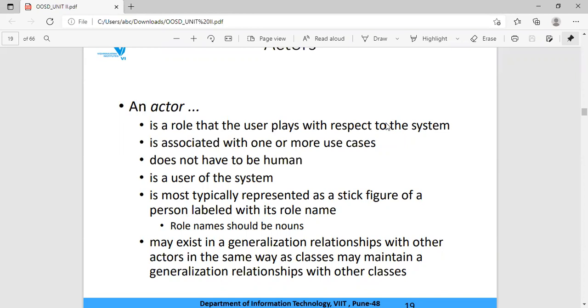It is typically represented as a stick figure of a person labeled with the role of that actor. The role name should be a noun. So if I want to represent the actor, it should be drawn as a stick figure, and the role should be defined with a label. It may exist in a generalization relationship with other actors also. In the same way, classes may maintain a generalization relationship with other classes. We represent this with the help of the relationship from the actor to use cases.